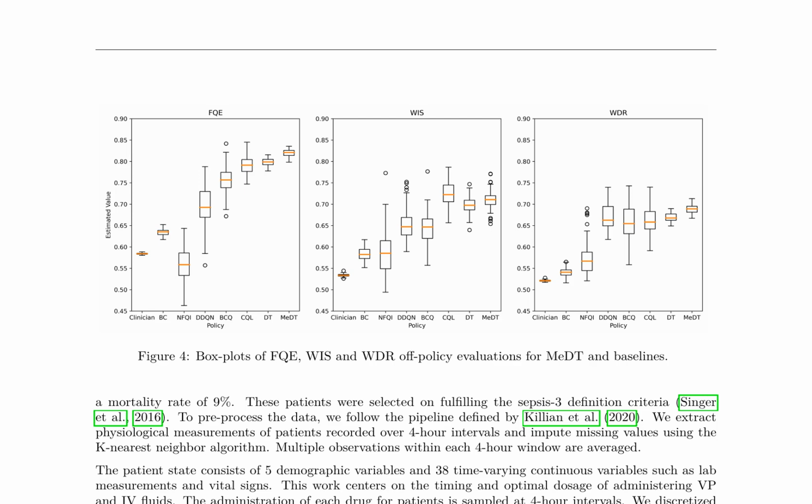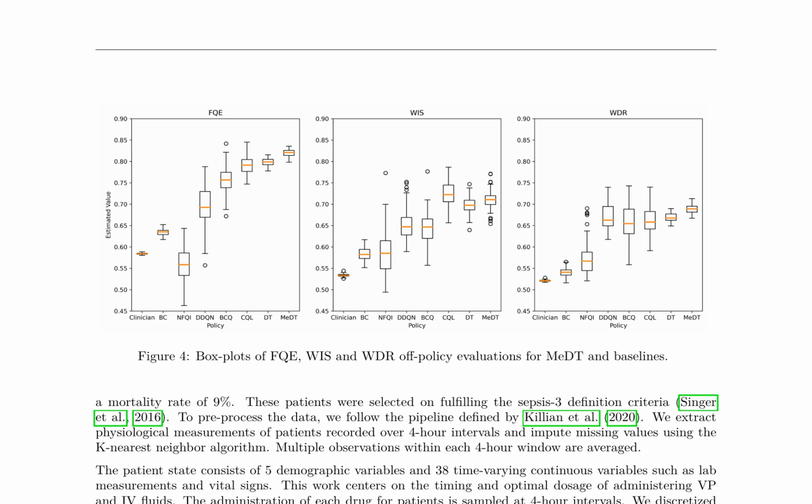The patient state consists of 5 demographic variables and 38 time-varying continuous variables, including lab measurements and vital signs. The administration of vasopressors, VP, and IV fluids is discretized into 5 bins, resulting in a combinatorial action space of 25 possible treatment administrations. MeDT is compared to several baselines, including BCQ, NFQI, DDQN, and CQL, which are commonly used algorithms in offline reinforcement learning. Additionally, 2 transformer-based algorithms, DT and a transformer-based BC, are trained and evaluated.